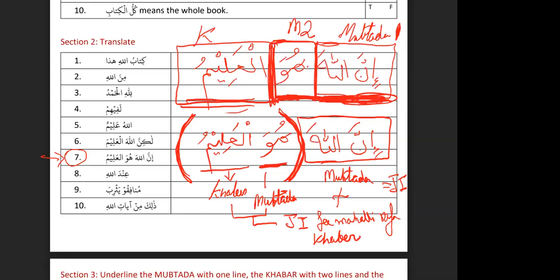Excuse me, I don't understand this. How can this be a jumla ismiya when huwa is there? Okay, in a jumla ismiya you can have a mubtada as well. We have mubtadas in a jumla ismiya. This is not a jumla fi'liya, this is a jumla ismiya. So in the jumla ismiya, you have another jumla ismiya. Yes, we can.